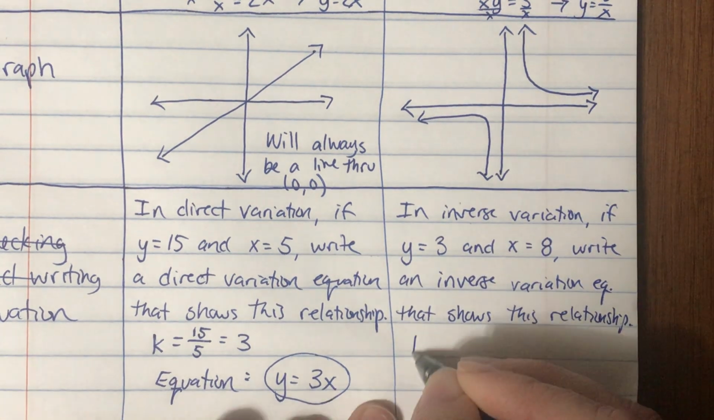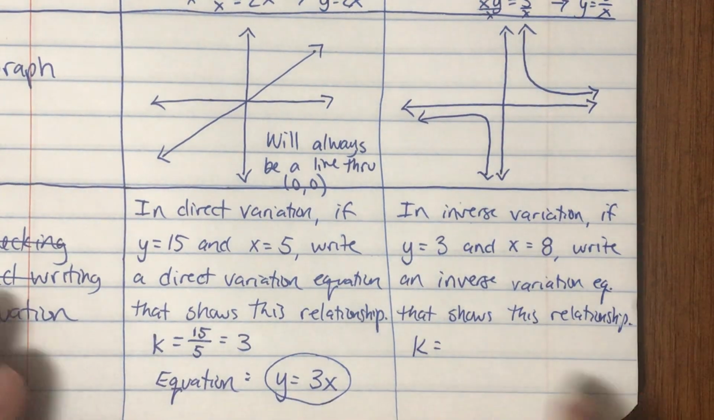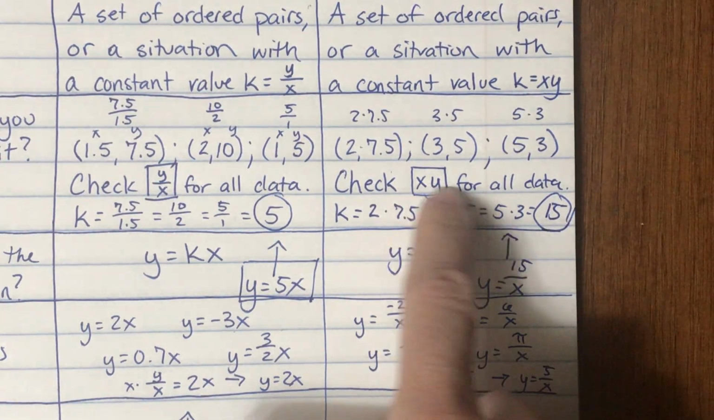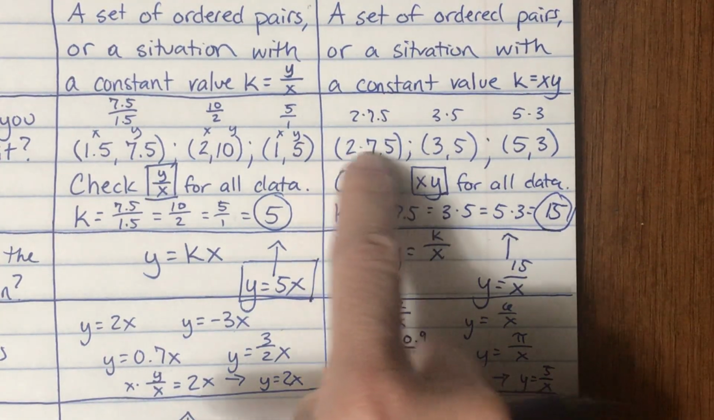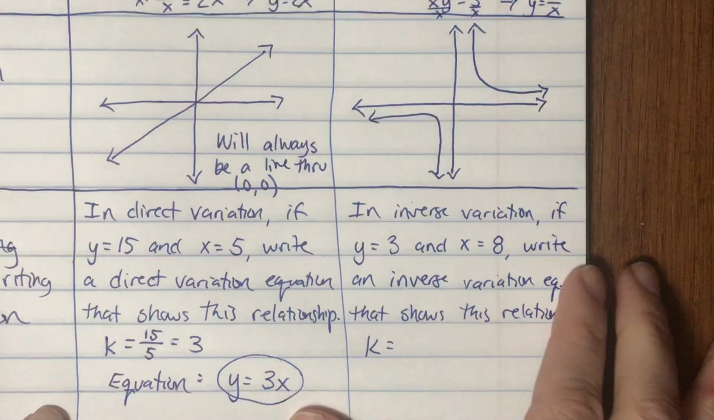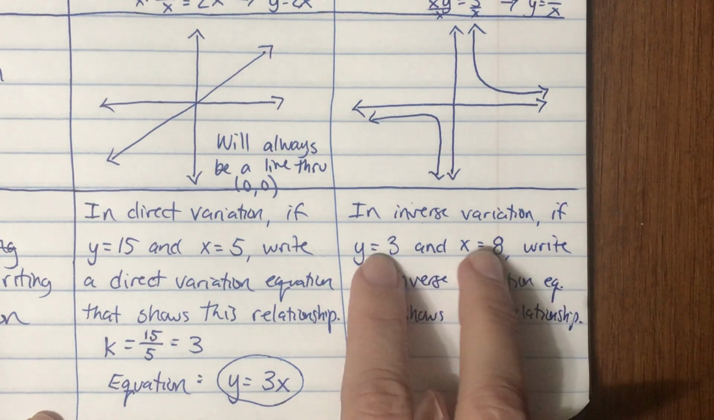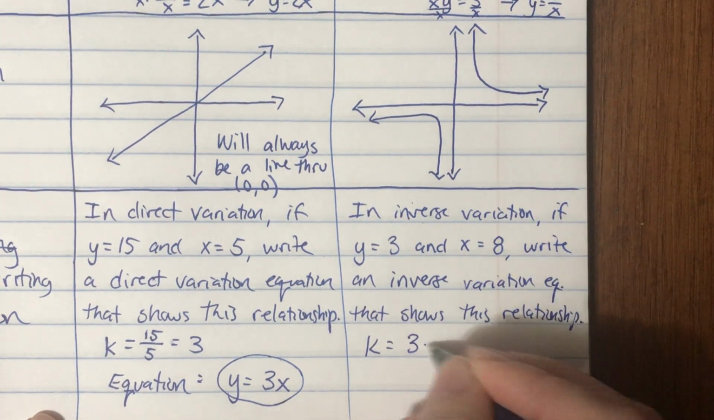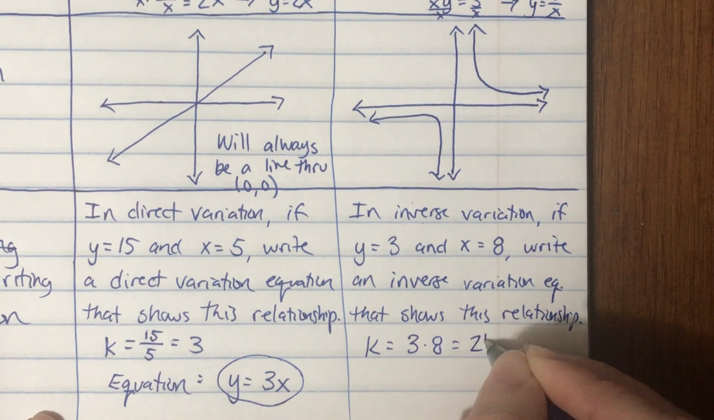All right, and so our k value, our constant value here. Now again, we have to remember what's the relationship in inverse variation. It's that x times y gives me my constant, right? There's this constant, like if I multiply all my x and y values together, I get the same number. And so here, I'm just going to multiply my x and y values. It doesn't matter if you do 3 times 8 or 8 times 3. 3 times 8, my constant here is going to be 24.